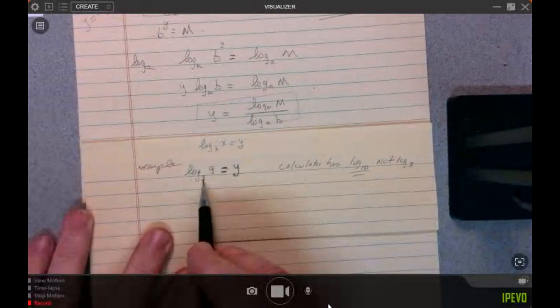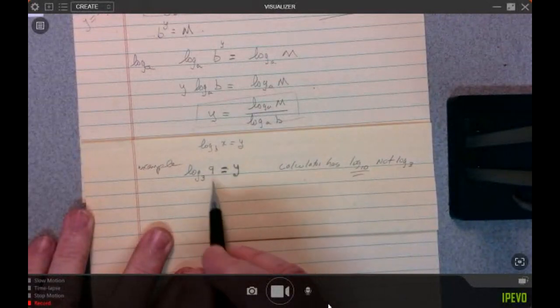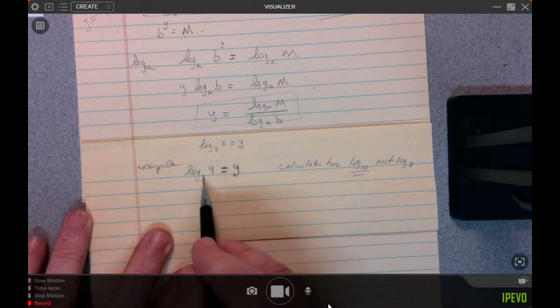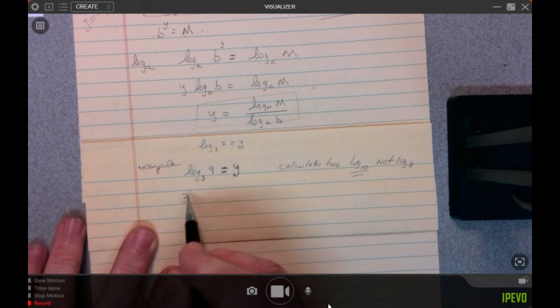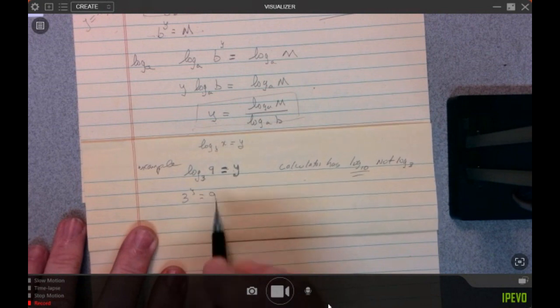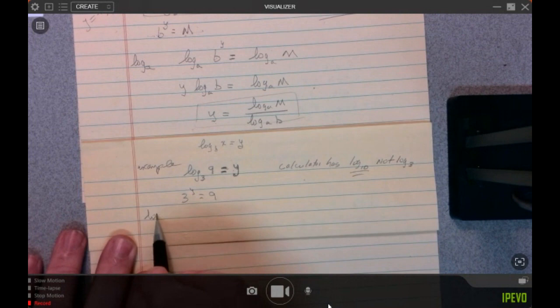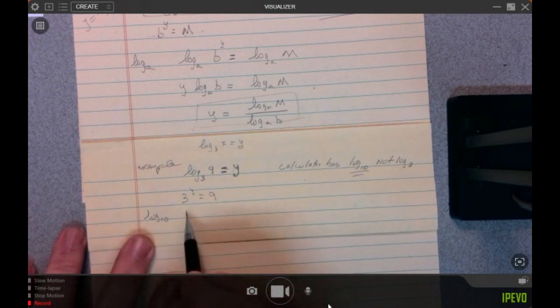Well, we would take 3 to the y is equal to 9. That's ultimately what we're going to have, right? 3 to the y is equal to 9. So I rewrote this in exponential form. Log base 10 of both sides.